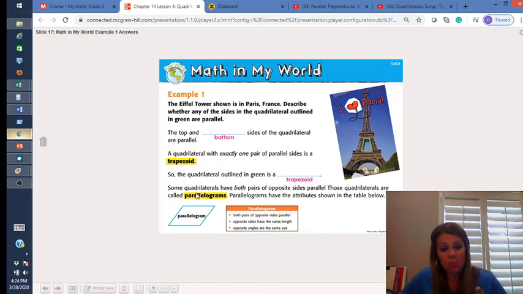Now it says some quadrilaterals have both pairs of opposite sides parallel. Those quadrilaterals are called parallelograms. They have the attributes shown in the table. So here's a parallelogram. Both pairs of opposite sides are parallel. The top and the bottom and the 2 sides are parallel to each other. Opposite sides have the same length. So this one has to be the same length as this one. And that one has to be the same length as that one. The 2 sides are the same and the top and the bottom are the same.